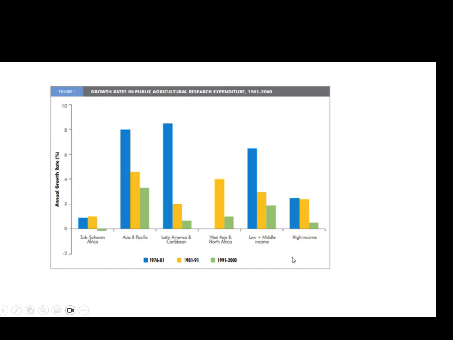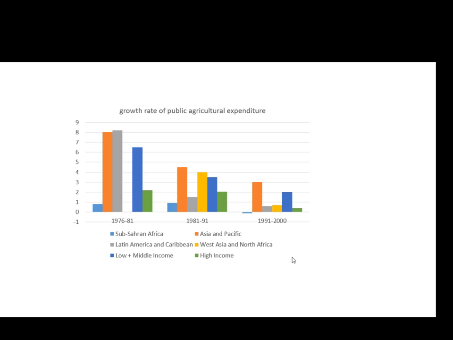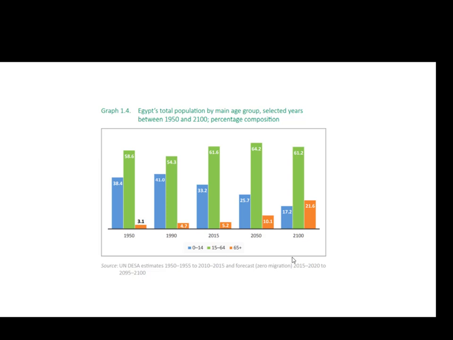And my problem here is that I wanted to see the timeline as the x-axis. Therefore, I changed this, as you can see, and I put the time duration on the x-axis. This is my other way of looking at things, and we see here the growth rate of public agricultural expenditure in the six different geographical locations as shown. Here is Egypt total population by main age group.